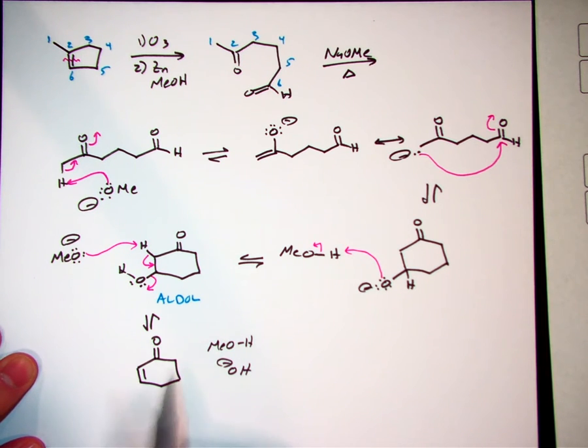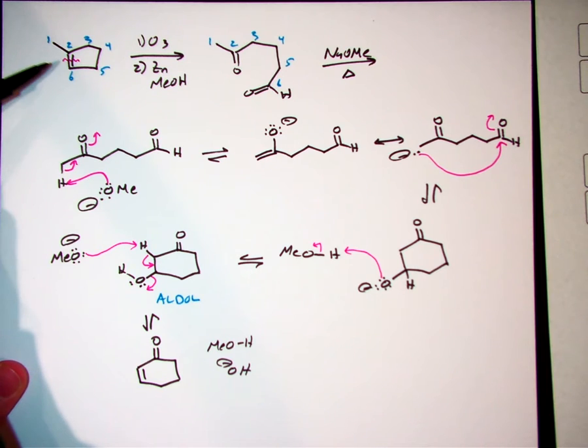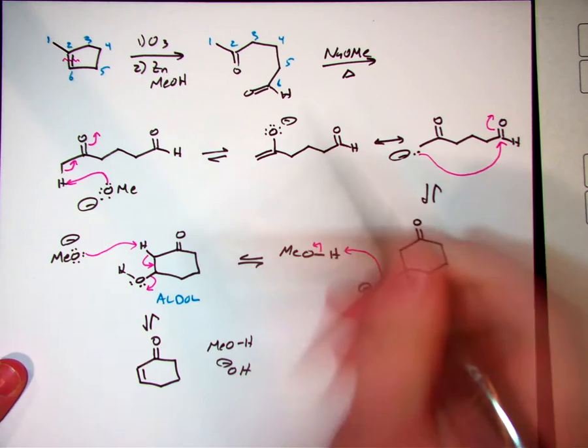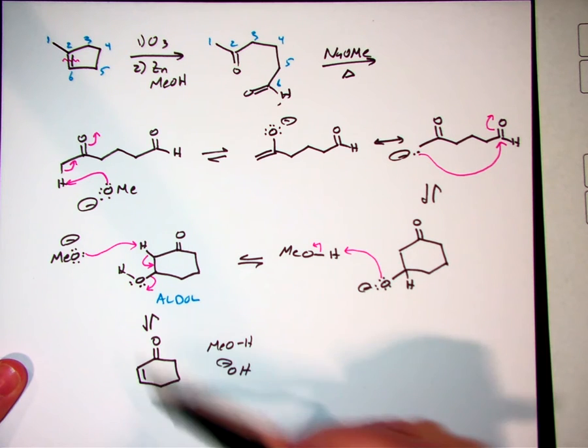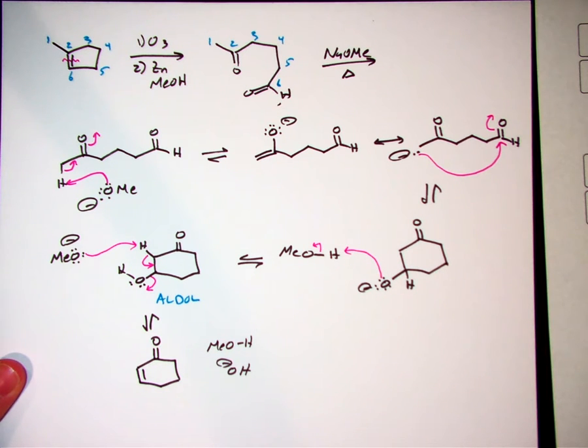So that's our product. We start off with this alkene. We can ozonize this to make a dicarbonyl compound. And now we can go through an intramolecular aldol condensation to get to our alpha-beta unsaturated carbonyl. Hopefully this mechanism helps you understand a little bit of how we can do this type of transformation.